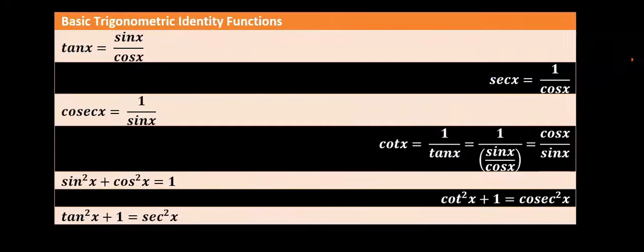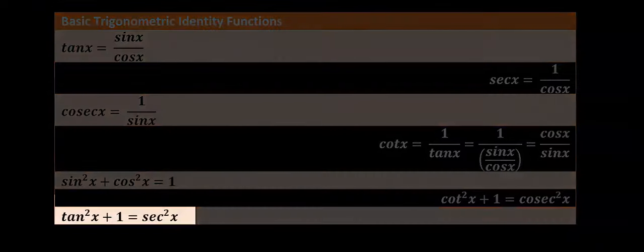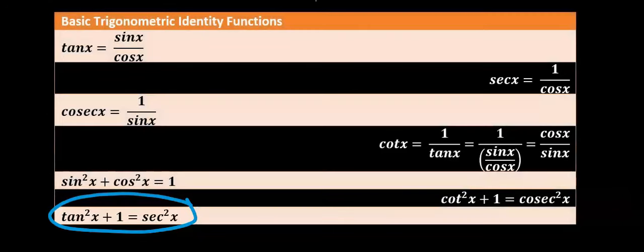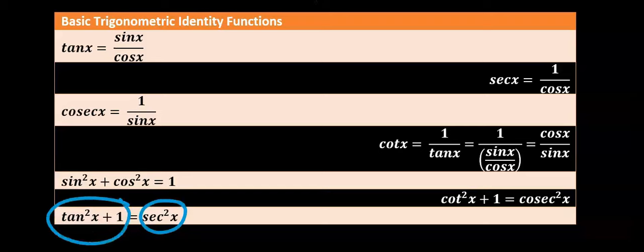However, from the basic trigonometric identity functions, tan squared x plus 1 is equal to sec squared x. We are choosing this because the question has tan x in it, and the derivative gave us sec squared x. I'm going to write tan squared x plus 1.